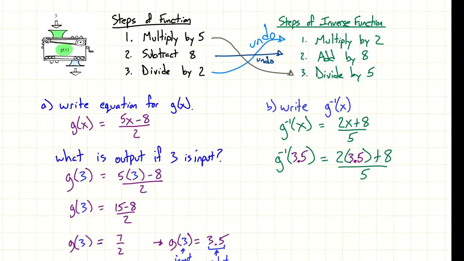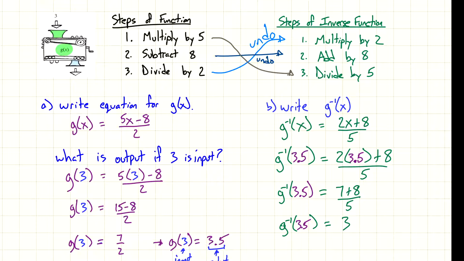All right, so 2 times 3.5, what does that give us if we multiply 2 times 3.5? If you're not sure, use a calculator. That should give us 7 plus 8 divided by 5. Now what we're left with is 7 plus 8 is 15, and 15 divided by 5 gives us our 3.